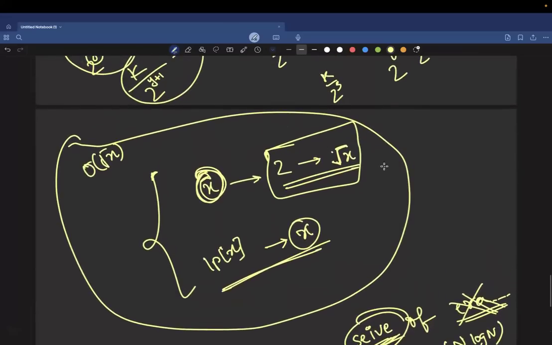Okay, so does anybody have any doubt related to my approach for this problem, or should we move on to the next problem?